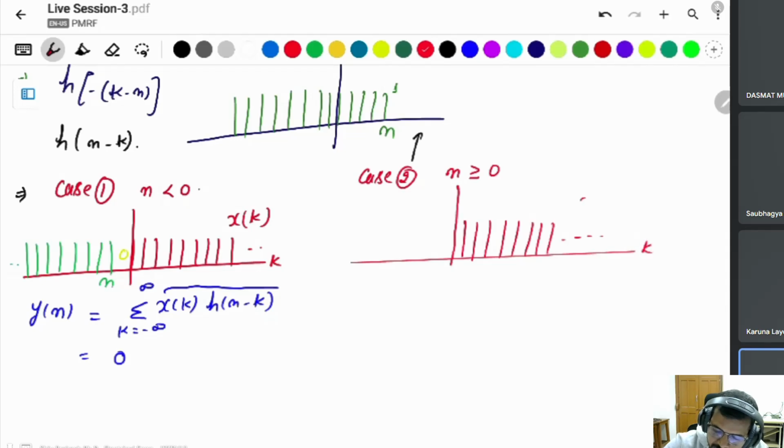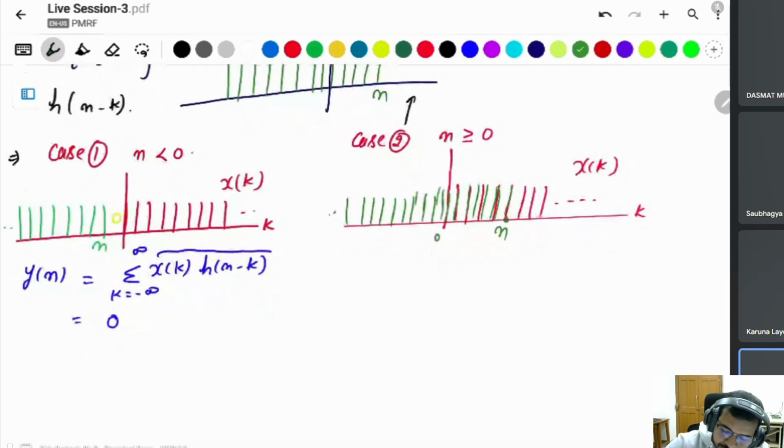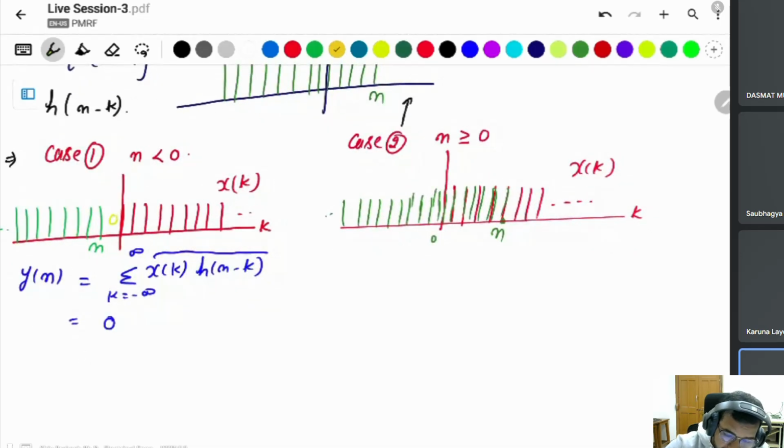Infinity is xk. The second one is y when the length is the same, goes to n, this is 0 to n. There is an overlap between 0 to n.